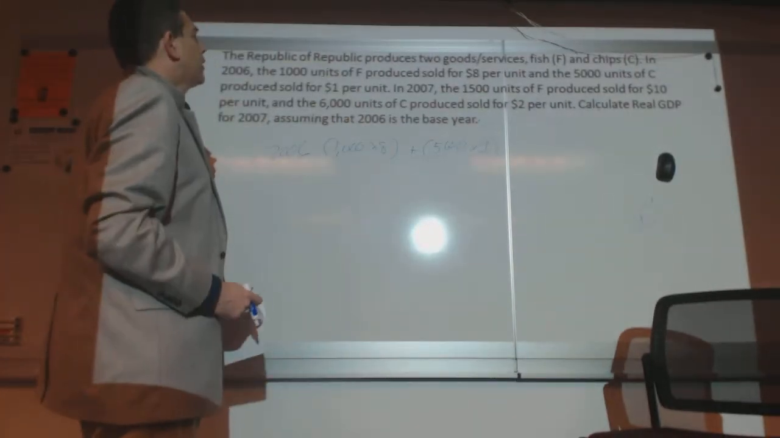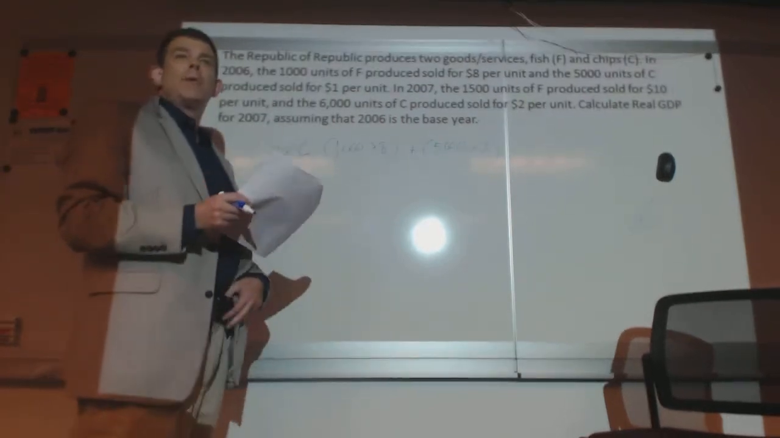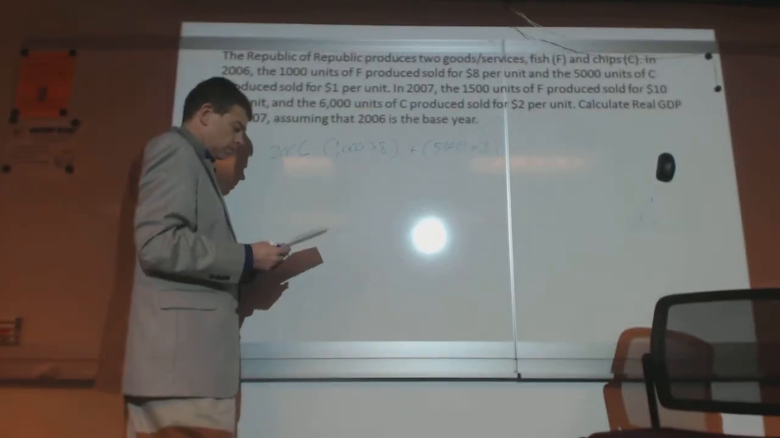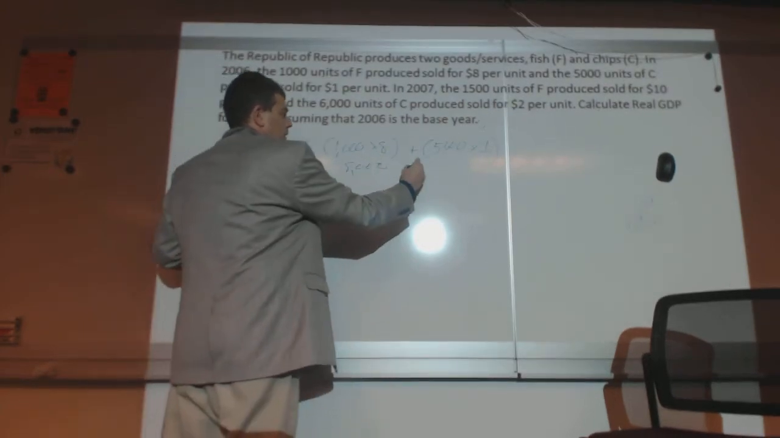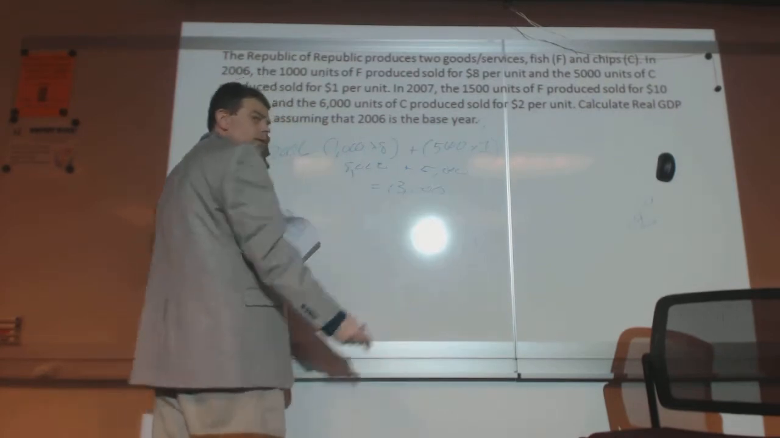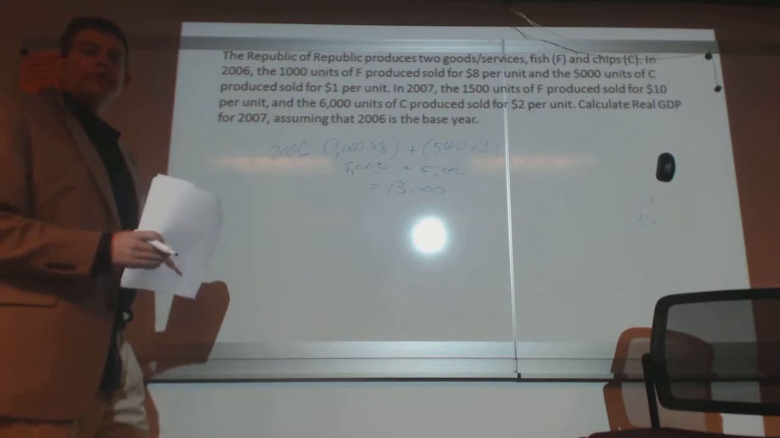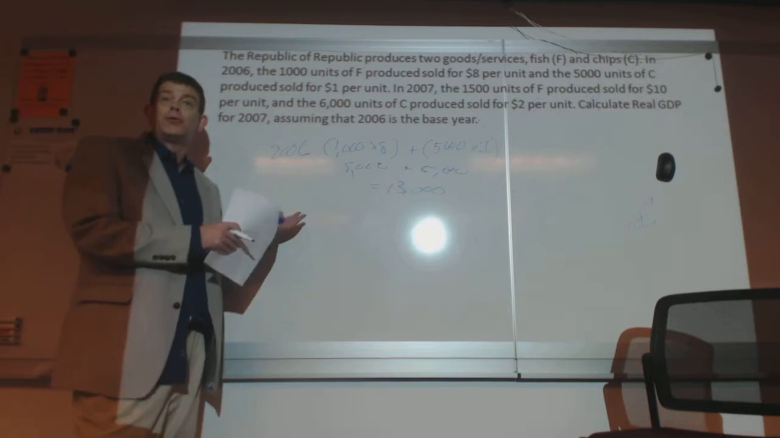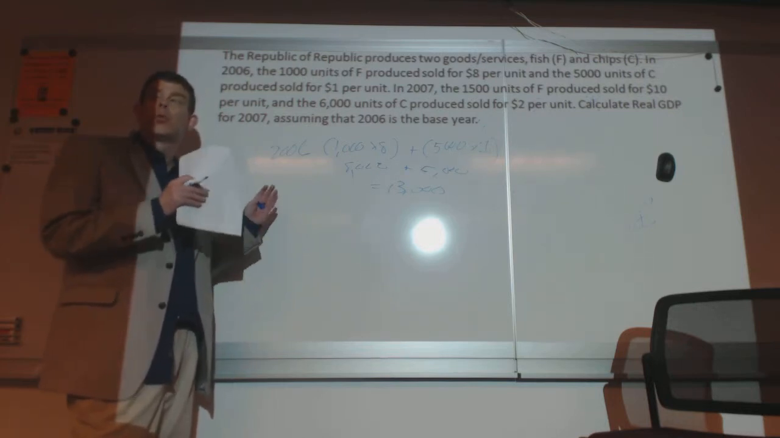Okay? So let's see if we can figure out, if that's all they produced, right? What is the nominal GDP of this country in 2006? It's 13,000, right? That is the nominal GDP. That's the total amount of goods and services produced in this country, right? That's nominal GDP. What is real GDP?